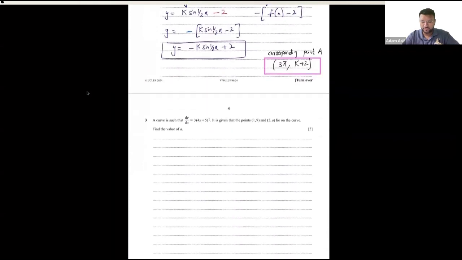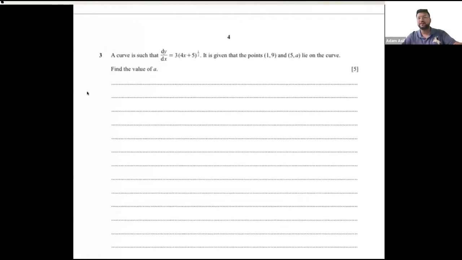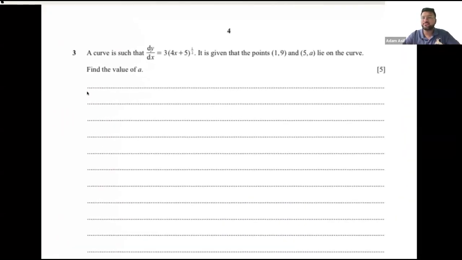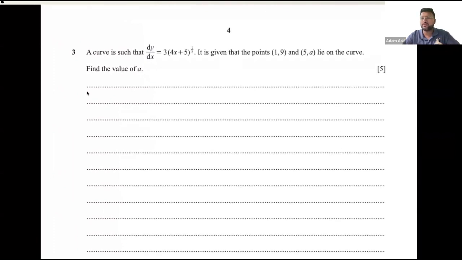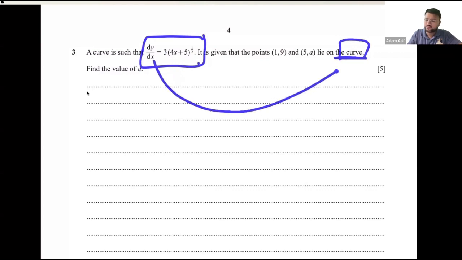Question number 3. A curve is such that dy by dx is given. It is given that the points (1, 9) and (5, a) lie on the curve. Find the equation. Is this the equation of the curve or is this the equation of the gradient function? No, this is dy by dx. That's the gradient function. If you want to find the equation of the curve from dy by dx, what do you do?